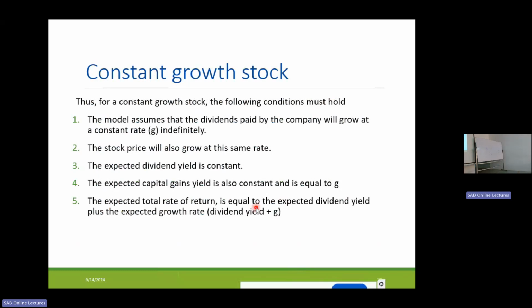The expected capital gain yield is also constant. If the price is increasing at a constant rate, then your capital gain yield is also constant. And the expected total rate of return is equal to the expected dividend yield plus the capital gain yield. So these are some other assumptions behind the model. The main assumptions are constant growth in earnings and that the payout policy of the company remains constant. In addition, when we apply the constant growth model, the share price increases at a constant rate, dividend yield is constant, and capital gain yield is constant. Then the required rate of return is also in line with the capital gain yield and the dividend yield.